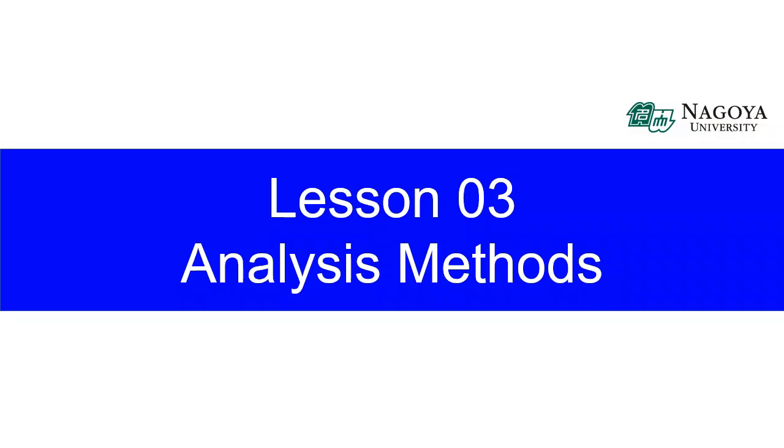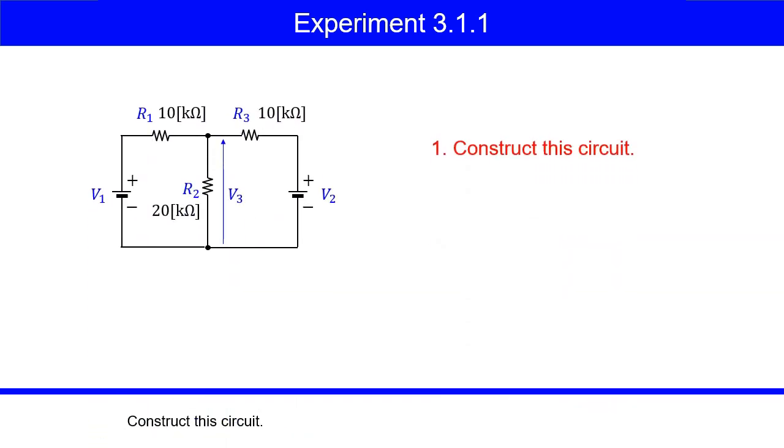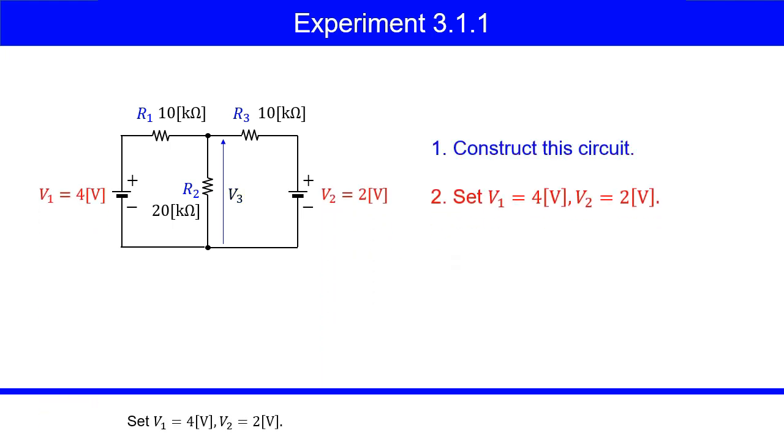Lesson 3, Analysis Methods. Section 3.1. Node Voltage Method. Experiment 3.1.1. Construct this circuit. Set V1 equals 4 volts, and V2 equals 2 volts. Measure V1, V2, and V3.